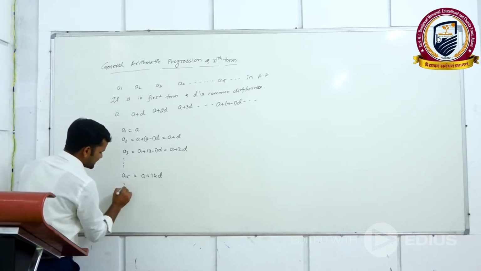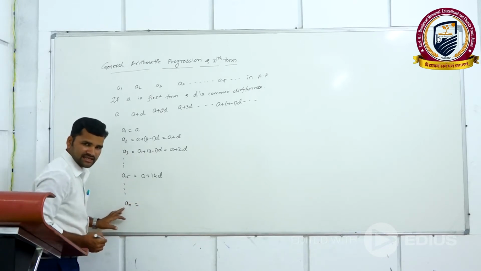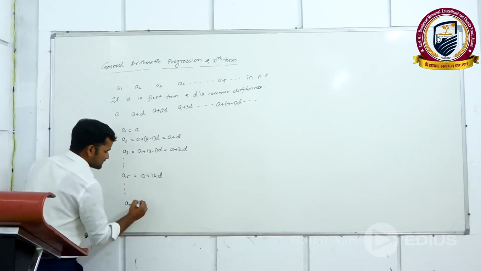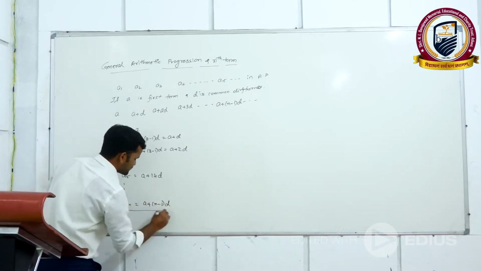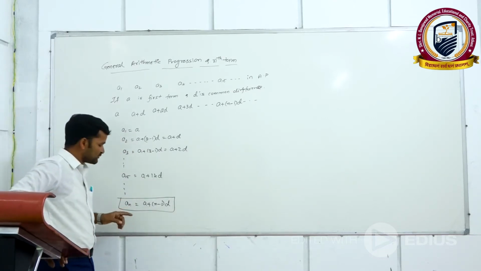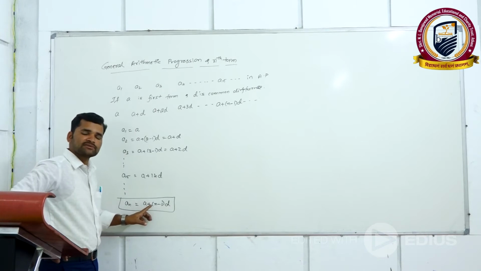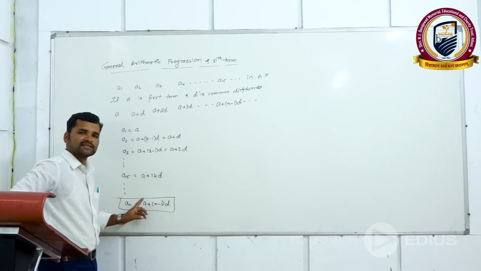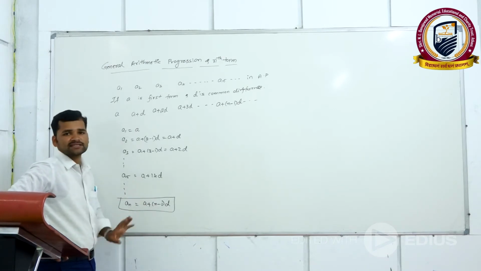In general, I can write the nth term. Nth term will be represented as an. an, the nth term, is equal to a plus n minus 1 into d. This is about the nth term. Suppose they ask you to find the 20th term. What do you do? Just substitute n is equal to 20. a20 is equal to a plus 20 minus 1 into d, which is nothing but a plus 19d. This is called the general term or nth term.